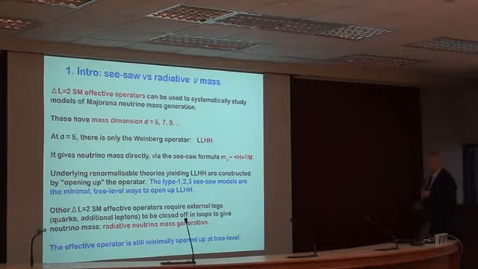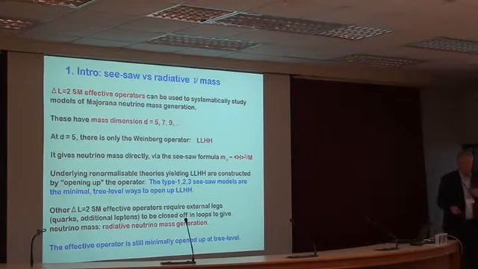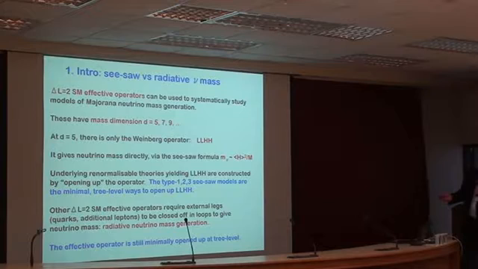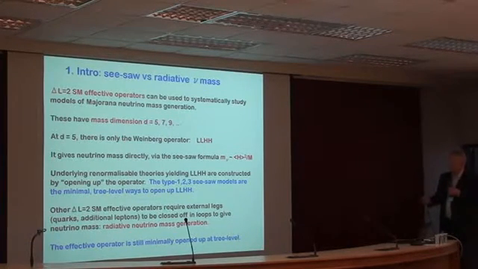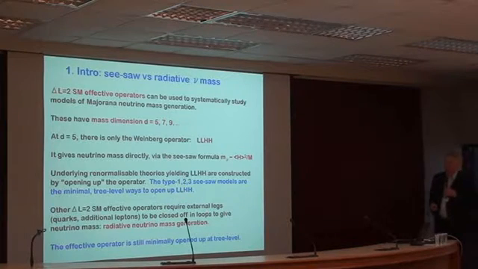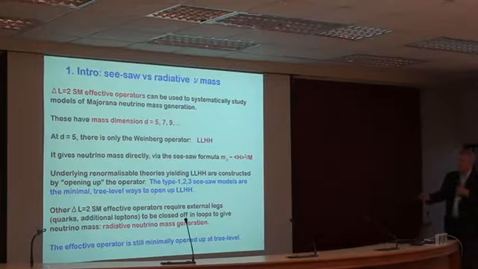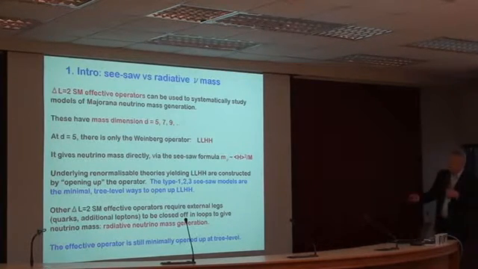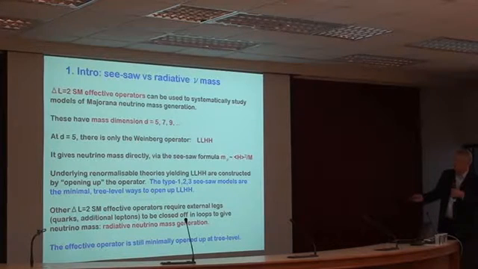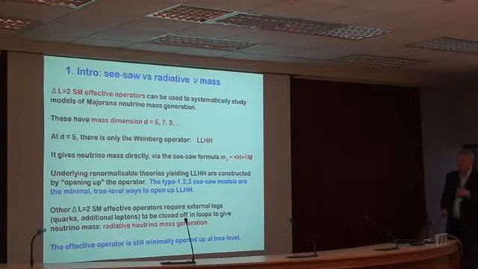At dimension 5, as you may all know, there's a very famous effective operator called the Weinberg operator. It consists of 2 left-handed lepton doublets and 2 Higgs doublets. It's dimension 5, so it's a non-renormalizable operator. Of course, there are family indices on the leptons, and so there's actually a set of those operators, but they all have that structure. Being dimension 5, of course, you need to put a 1 over M in front of that when you put it in the Lagrangian.